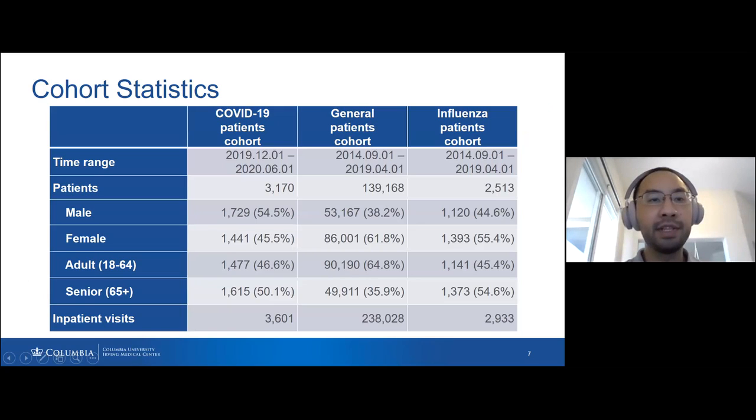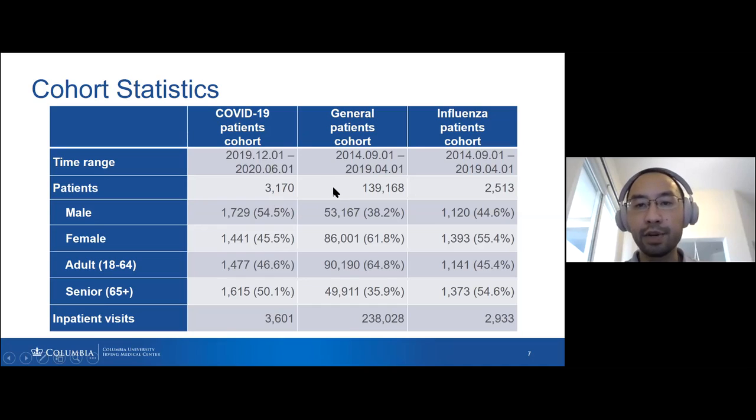Here are the descriptive statistics of each of these three cohorts. For the COVID-19 cohort, we found about 3,200 patients with about 54% male, 45% female, approximately 47% adult, and 50% seniors. And among the 3,200 patients, we had about 3,600 inpatient visits.